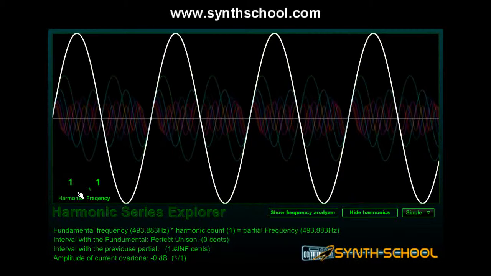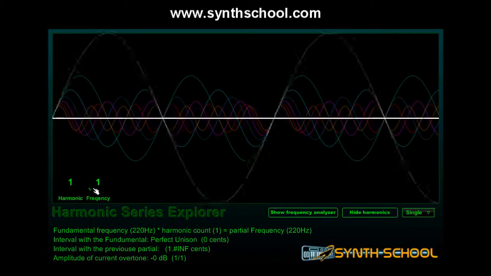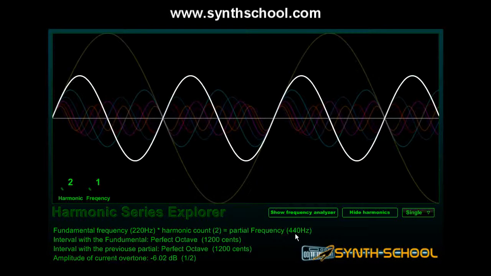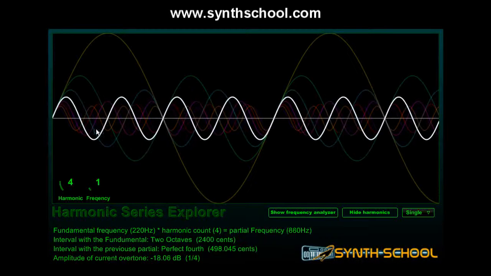let's look at the relations between frequencies. I've selected 220 Hz as my fundamental frequency, and my next overtone will be an octave higher, the fundamental frequency times 2. That's 440 Hz. The next overtone will be a fifth higher than the second overtone, or an octave and a fifth higher than the fundamental. The fourth one will be 2 octaves higher than the fundamental, and a perfect fourth higher than the previous overtone.